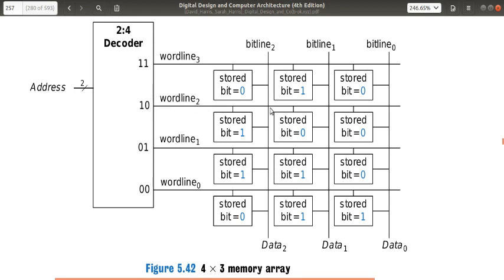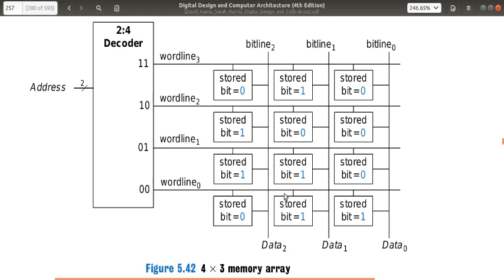This output is called a word line. See, the lines connected to each output of the decoder, 11100100. These lines are called word lines, because each word, that is the 00 word, the bits of this word are connected to this word line. So if you want to select this word, you have to select this line, right?